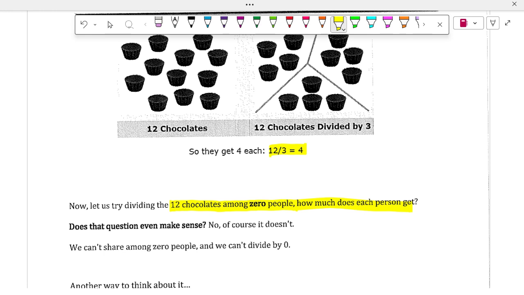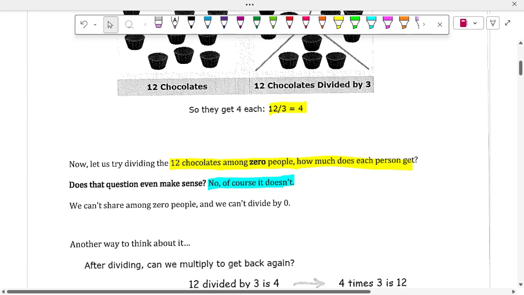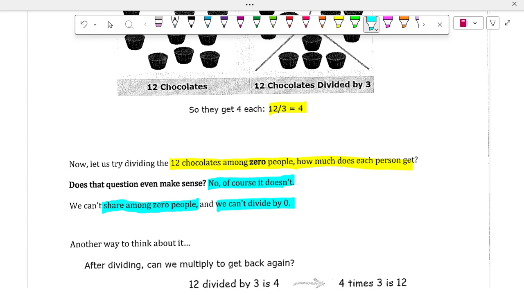Nope. If there's no person there, how would anybody get the chocolate? You can't divide by 0. That's the point. There's no people to share it with, or no people that even has it. So how can you share it if no one has it? So you can't share among 0 people. You can't divide by 0. It's what we call undefined.